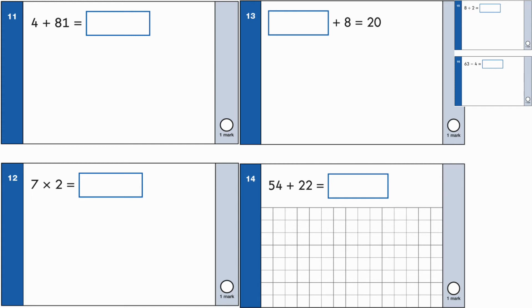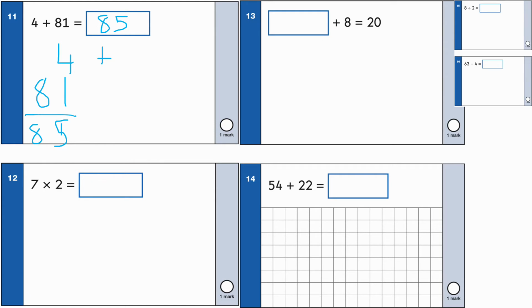This is question number 11. 4 plus 81. Well, again, putting everything in the correct place value. Okay, 4 plus 81. 4 add 1 is 5. I nearly put 4 there. Sorry about that. And then nothing add 8 is 8. So the answer is 85.